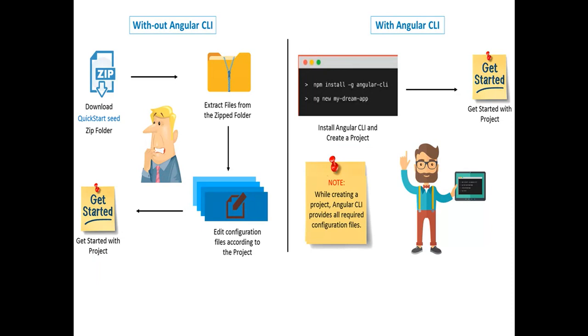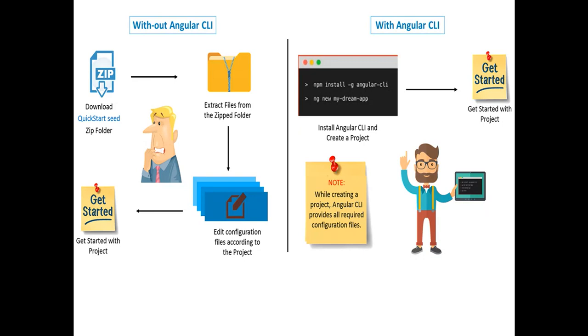As you see on your screen, we have two pictures. One without Angular CLI and next one is with Angular CLI. Let's see the difference between these two. First we discuss without Angular CLI. When we use an Angular project without Angular CLI, you need to download the quick seed which is required to use an Angular application. Then extract it, then edit the configuration files according to your project that you needed, then get started with Angular.